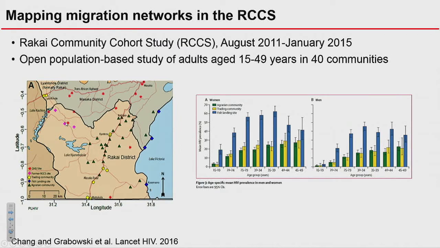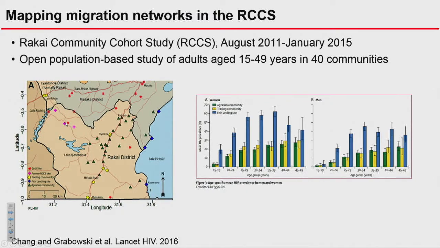To map the migration networks, we used data from the Rakai Community Cohort Study that was collected between August 2011 and January 2015. The Rakai Community Cohort Study, for those of you who are unfamiliar with it, is an open population-based study of adults between the ages of 15 to 49 years in 40 communities. This is a map of Rakai district and the study communities.